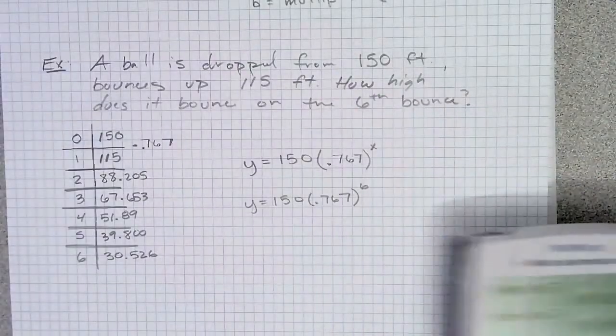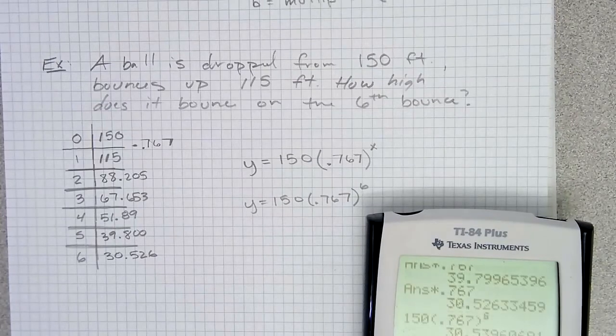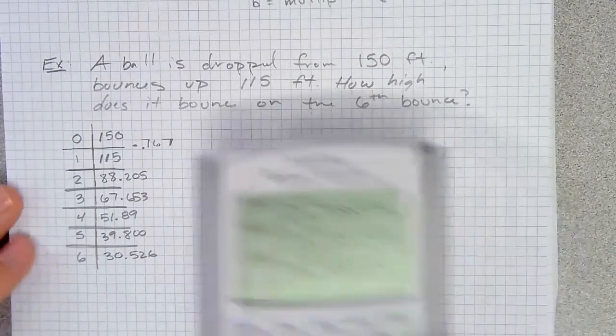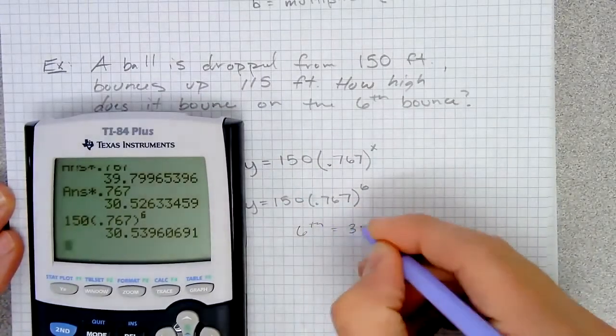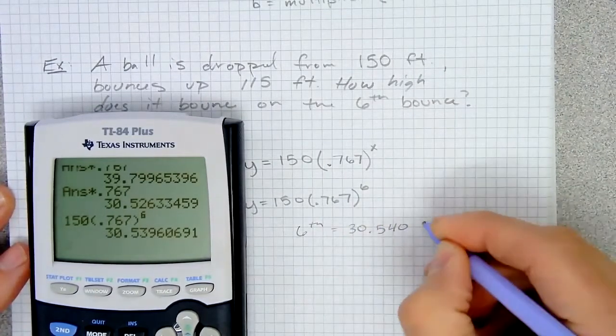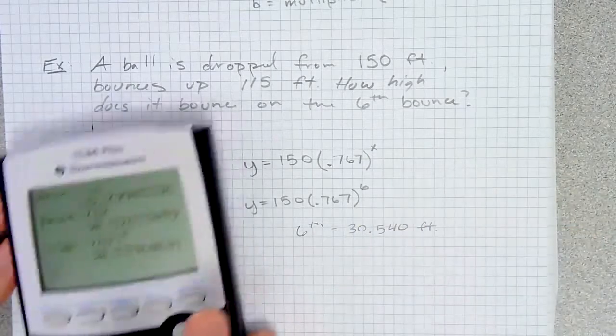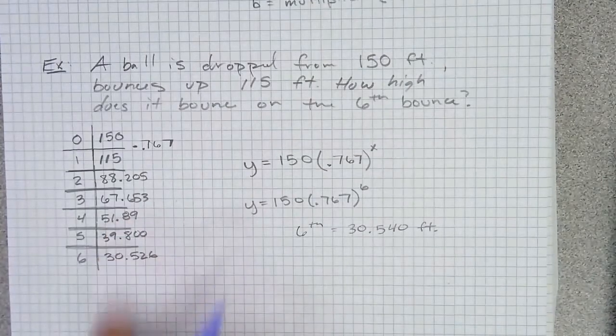Okay. Now our number is going to be a little bit off because we've rounded, but it's going to be pretty close. There you go. Okay, on the sixth bounce, it's going to bounce up to 30.540 feet. Okay, again, a little bit off because we rounded. When you use the equation, you're not rounding, so technically that's going to be a little bit more accurate.